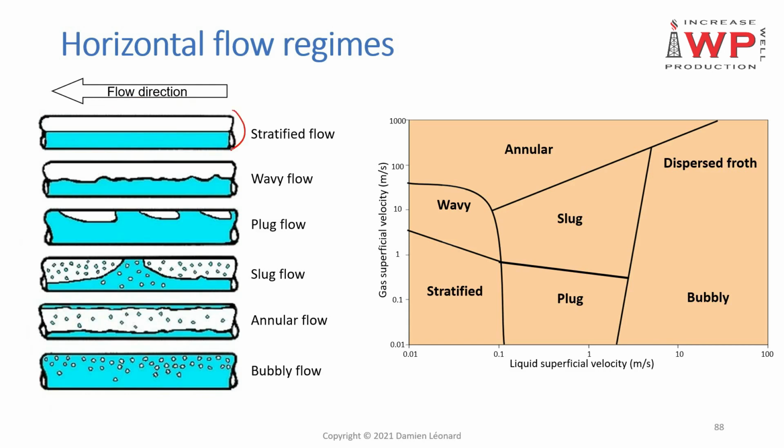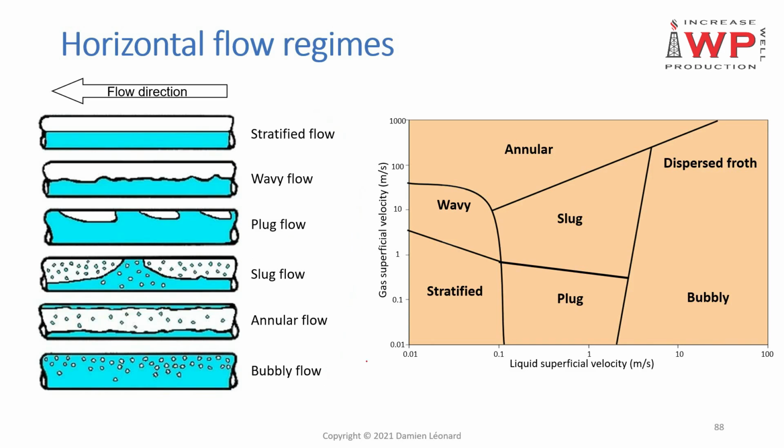Here we can see a stratified flow, so water at the bottom, gas at the top. Here a wavy flow. Over there we've got a plug flow. Then here we've got a slug flow, here an annular flow, and here a bubbly flow. So as you can see, it is more complex in horizontal flow than for vertical flow.